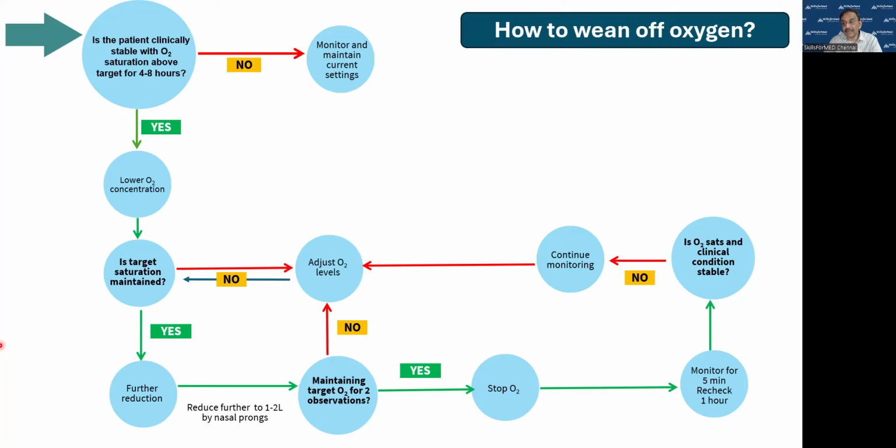On the other hand, if the patient is stable and clinical conditions are also stable, no signs of breathlessness, no signs of respiratory distress, then the patient can be safely discontinued from oxygen therapy. So this is how you wean off a patient from oxygen. A simple algorithm that anyone can follow.